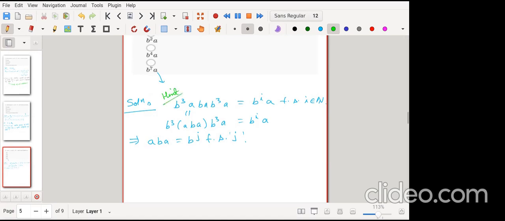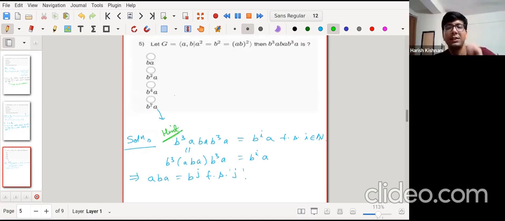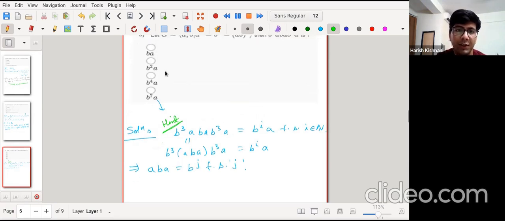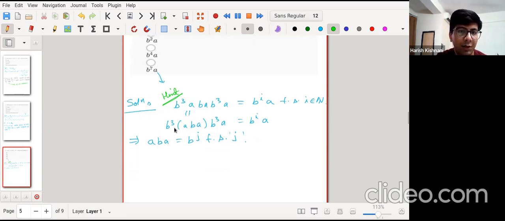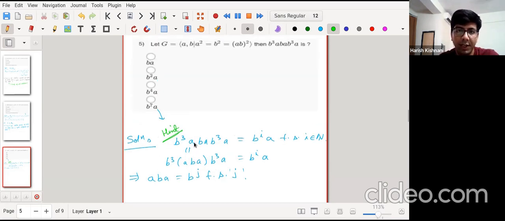Yes, sir. Sometimes we can easily guess the answer through the options available, so I'm just using that. We will try to prove it without knowing anything about the options also, but this is just one way of doing it. You know that all options are of the form b^i a. So take the powers of b on the left side apart, and whatever a is there on the right, this a will cancel out with that a, and then aba has to be some power of b.